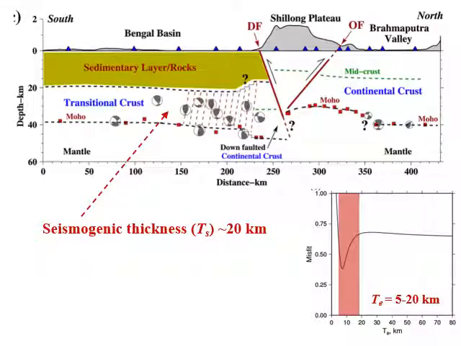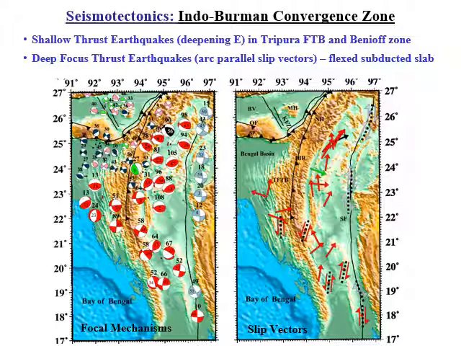Finally, I'll look at the earthquakes in the Indo-Burman convergence zone. There are two very distinct categories of earthquakes that you can see here. The first one is that there are shallow thrust earthquakes which deepen as you go eastward in the Tripura fold thrust belt, and it defines the Benioff zone of the underthrusting Indian plate, or the subducting Indian plate, beneath the Burman microplate. And the second are the deep focus thrust earthquakes which have an arc parallel slip vector, and this we think is indicating the flexure in the subducted slab.